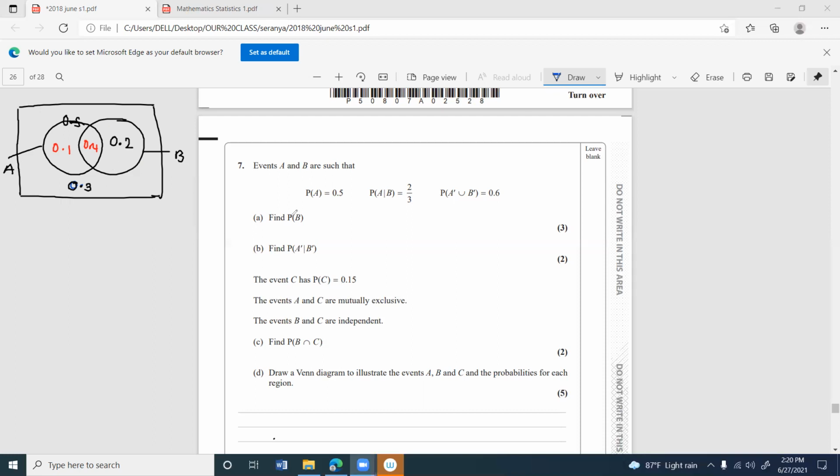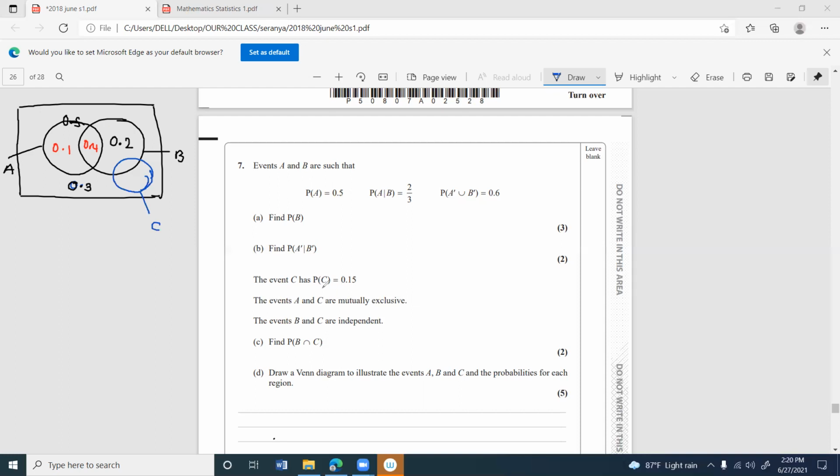Now, they have mentioned the probability of C is 0.55, and A and C are mutually exclusive. Mutually exclusive means A and C do not meet each other. Therefore, C should be somewhere over here. I think that point is clear to you. Right. That means now, what you can understand is this bit.